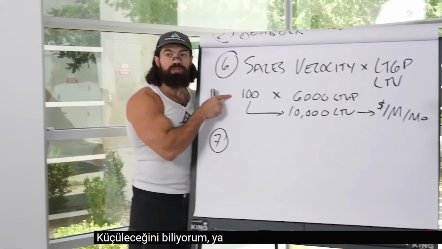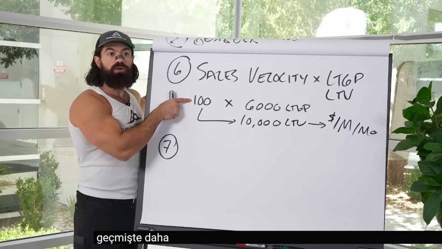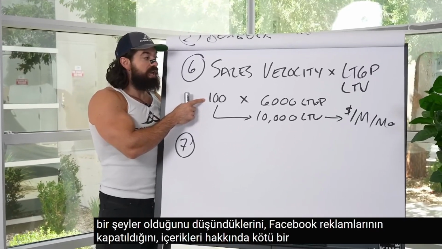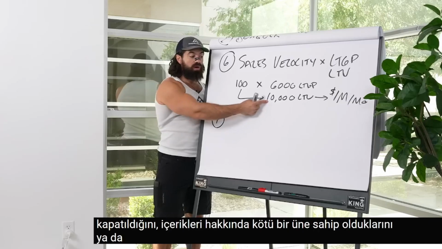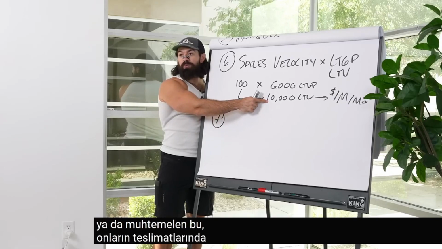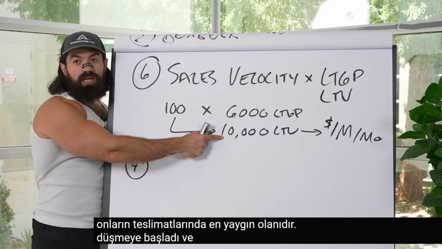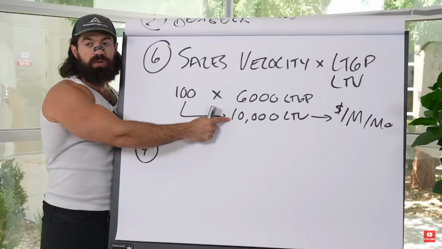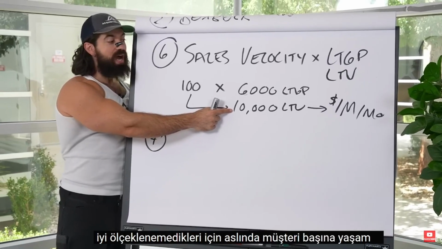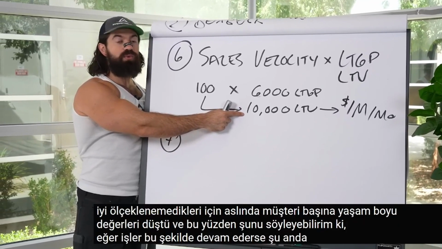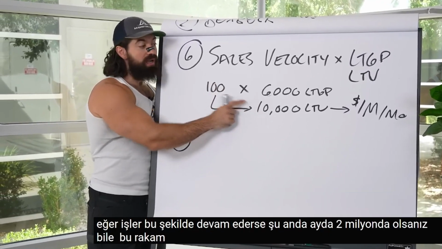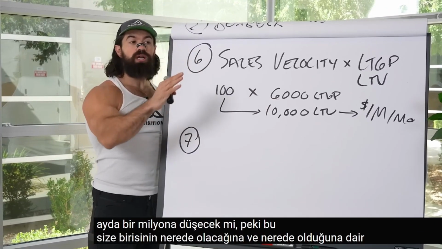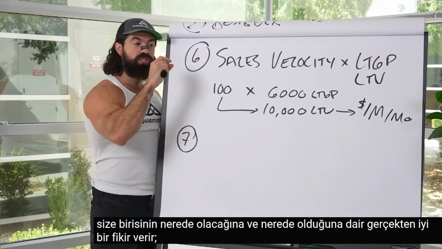It means that they were either selling more units earlier on in the past and something happened, their Facebook ads got shut down, they got a bad rap on their content, or, and this is probably the more common one, their delivery started to drop. Their churn started to increase, and so their lifetime values actually dropped per customer because they couldn't scale well. So I can say, even though you're at 2 million a month right now, if things keep going the way they are, it's going to drop down to 1 million a month.